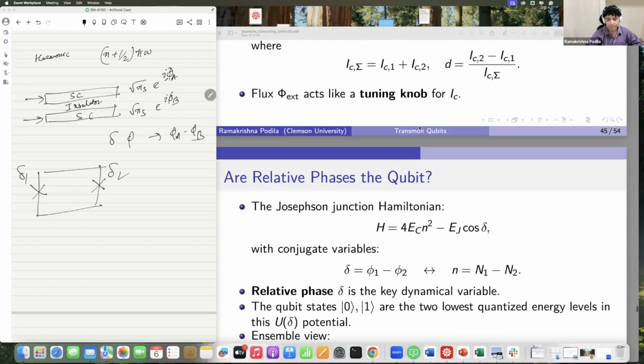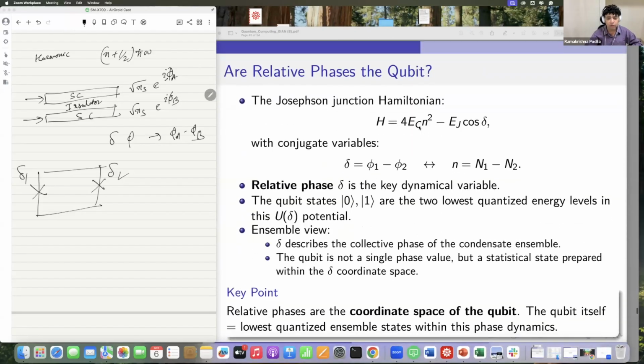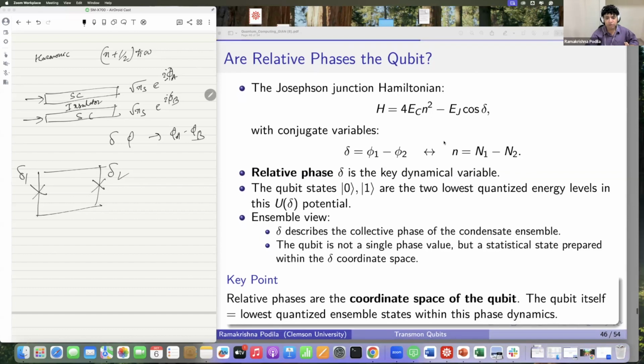I'm not going to go into more details here, but the key point that we made last time, and I want to repeat again, is what are we using as a qubit here? This is a generalized coordinate that we are using as a qubit. That is the relative phase difference. And this relative phase difference comes in because the state preparation in each superconductor is different. You have e to the power i phi A in one, e to the power i phi B in the other.